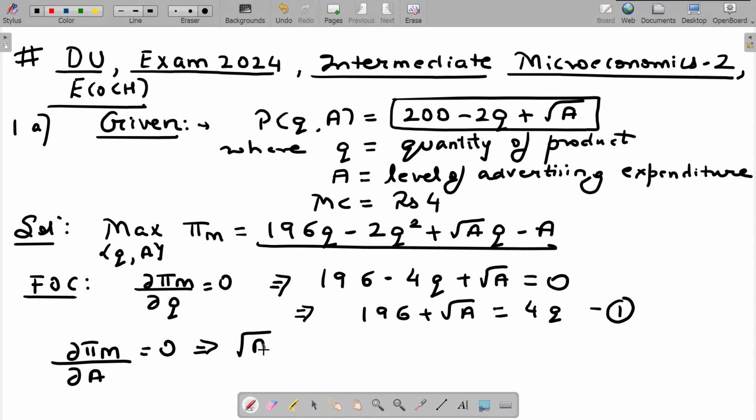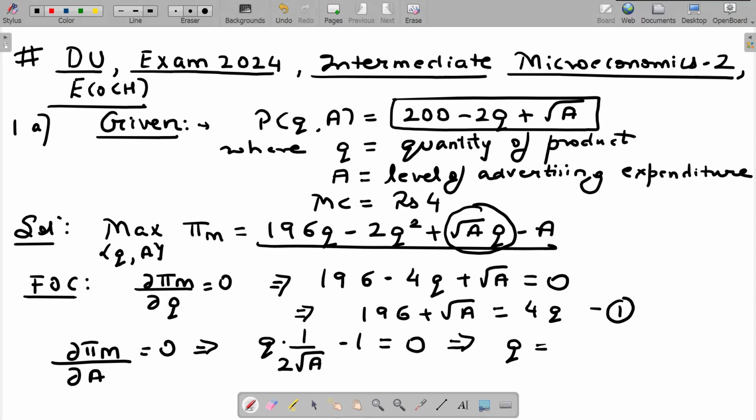So it's square root of A. The derivative of square root of A times Q, if I differentiate this with respect to A, what do I get? It's Q times 1 over 2 square root of A minus 1 equal to 0. So I get Q over 2 times square root of A is equal to 1. So I can get Q as 2 times square root of A. This is equation number 2. Okay. Now, all I have to do is solve equations 1 and 2 simultaneously.